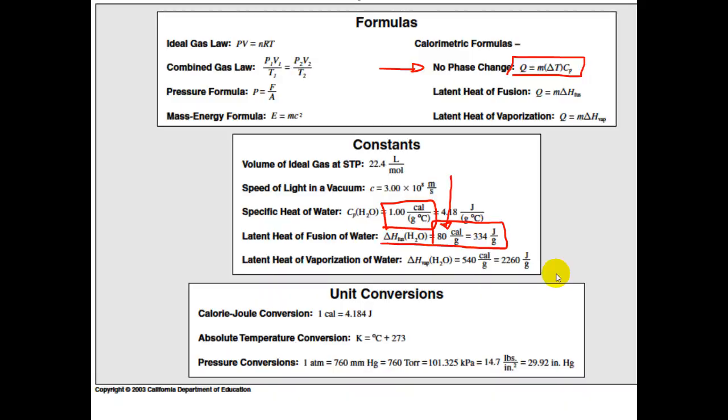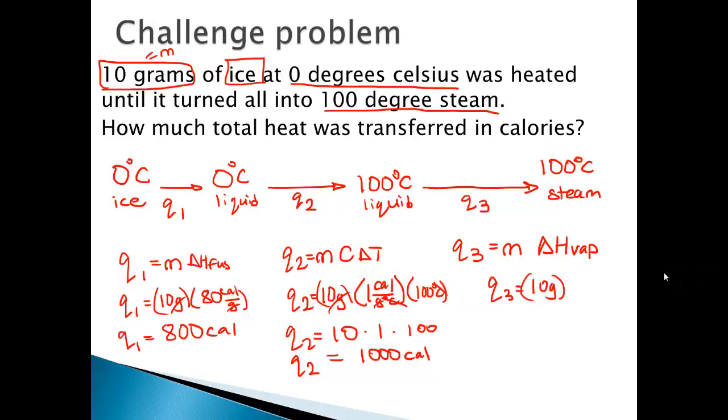The third one, we'll use the same mass, 10 grams, and we'll need to multiply by delta H vape. So if we look over here, we can see that we're going to use the calorie version, and it's 540 calories per gram. Grams cancels in this case. 10 times 540 is 5,400 calories. And this is my Q3.